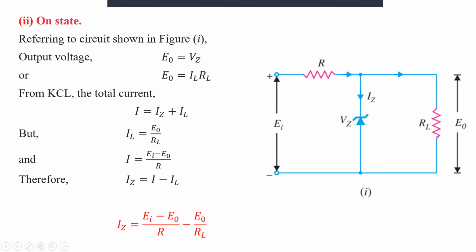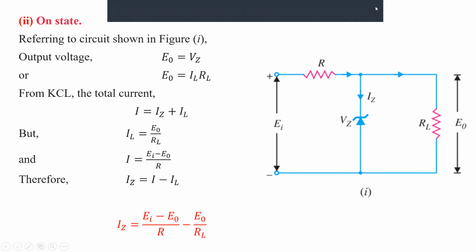That is how the Zener diode gives you a constant output voltage, and it is called a voltage regulator. So this is about the Zener diode and the application of the Zener diode as a voltage regulator.